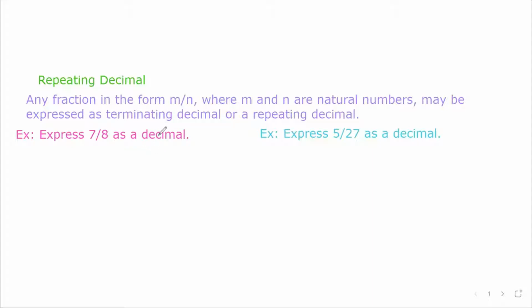Everyone still remembers when we learned about real numbers, the definition of real numbers. We have two kinds, correct? Rational and irrational numbers.